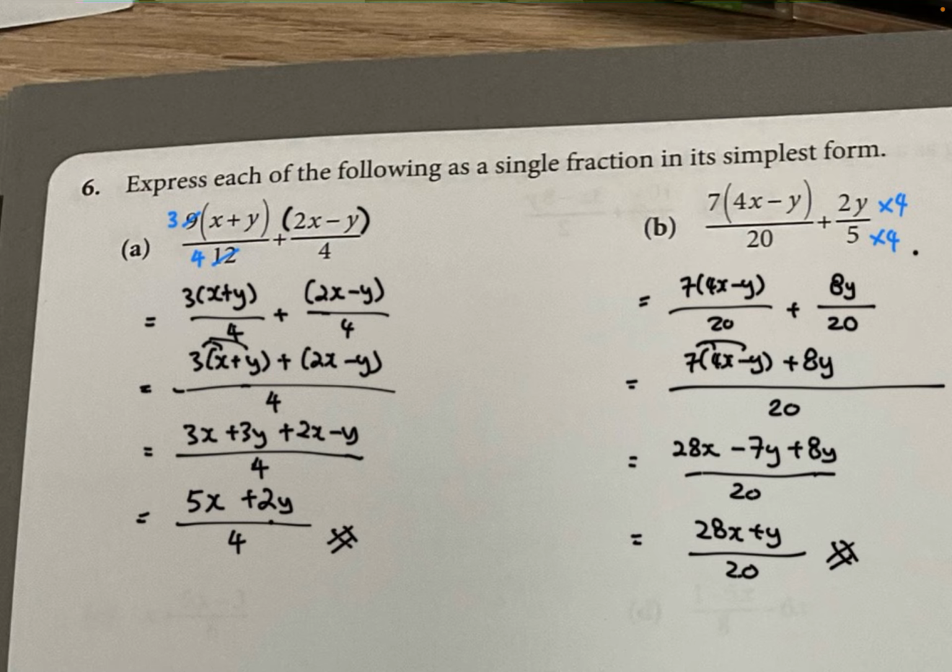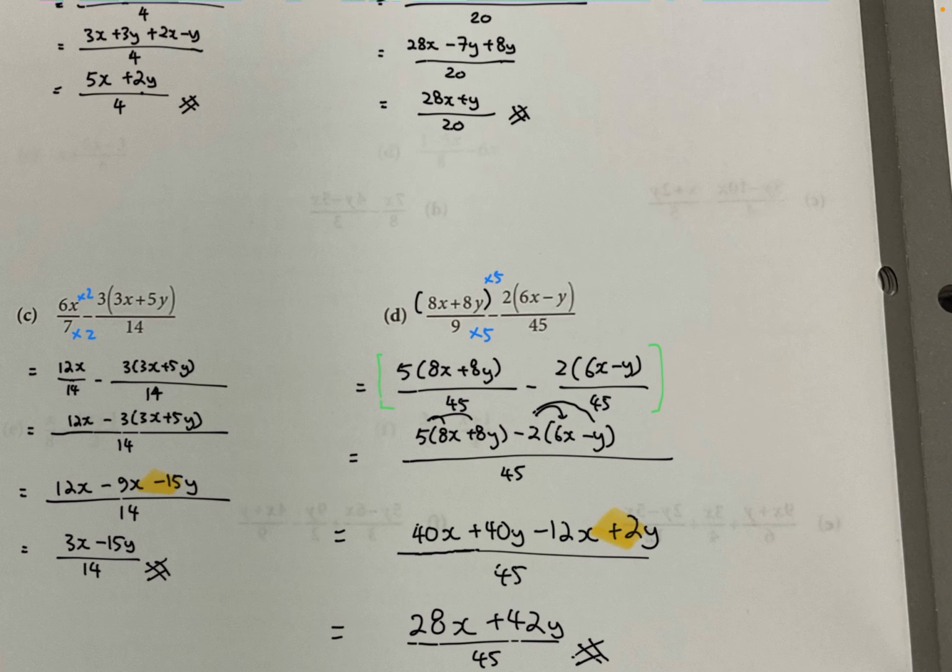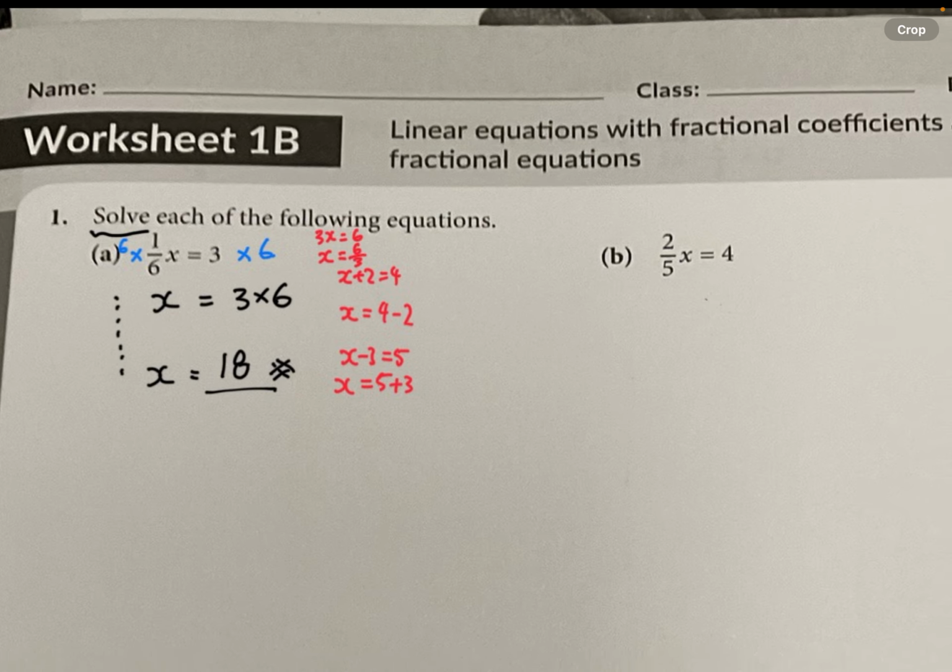So your fraction, it can still contain the x, it can still contain the y. That is already the answer. Okay? They never ask you what is x, what is y. They just ask you to add two fractions together. Okay? Then, yesterday, we went on to worksheet 1B.